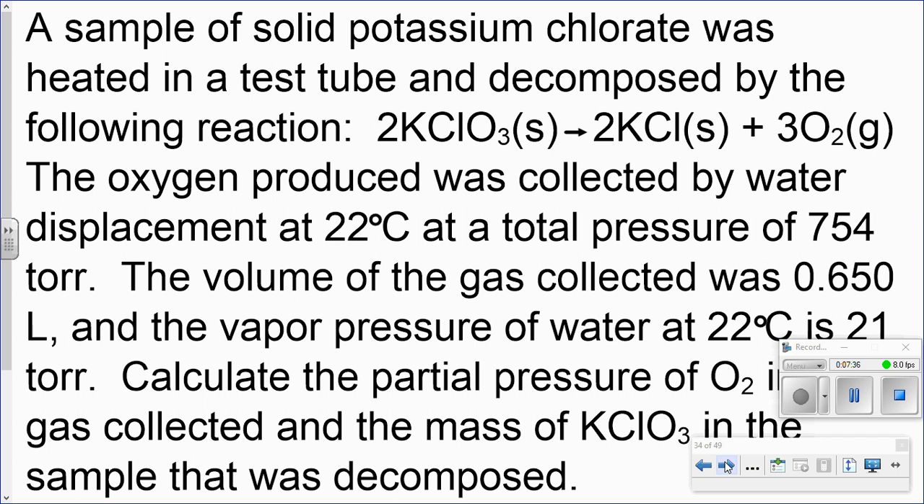Let's take a look at this other problem. Now this one looks lengthy, and it is. But here's how it's actually not as bad as you think, or maybe it is. I'm not going to go through it. It involves a little bit of stoich. I think it might even be a limiting reactant problem. But also, it is a Dalton's Law of partial pressure problem, where you have to subtract out the 21 torr vapor pressure from the total. So 754 minus 21 and go from there.